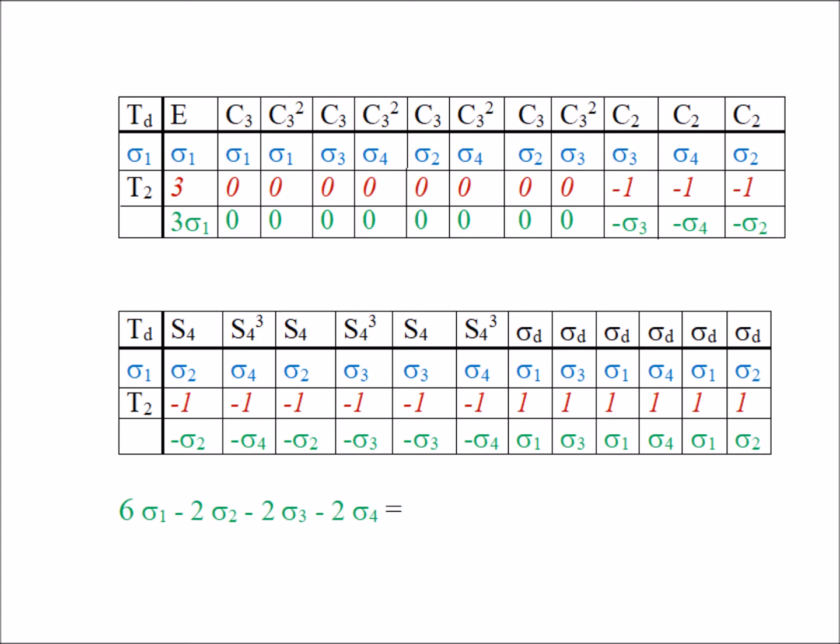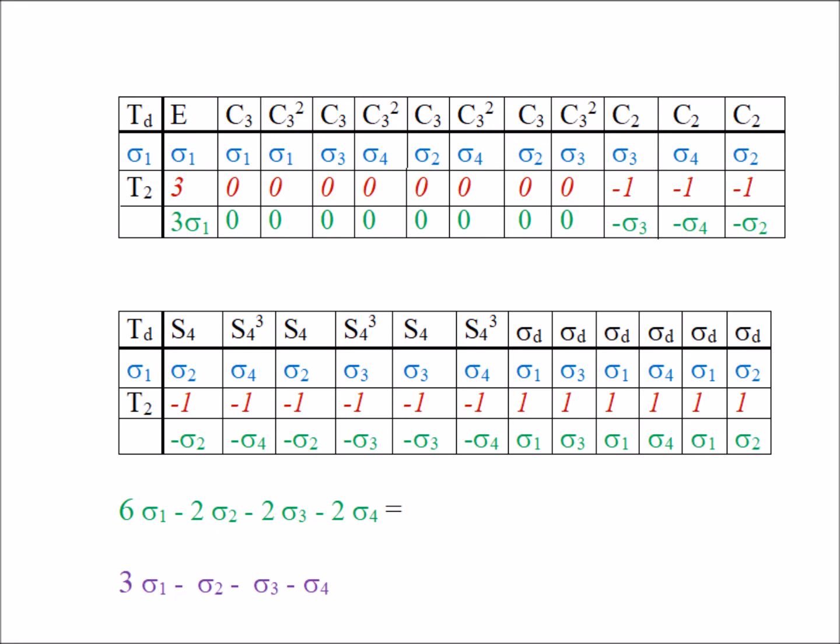Next, we add all the terms in the third row that are green, just as we would add polynomials. So we add all the terms in sigma 1 with other sigma 1 terms, and we get 6 sigma 1 minus 2 sigma 2 minus 2 sigma 3 minus 2 sigma 4. Again, we can divide through by 2 to get this expression in lowest terms, which gives us 3 sigma 1 minus sigma 2 minus sigma 3 minus sigma 4, and this is shown in purple.